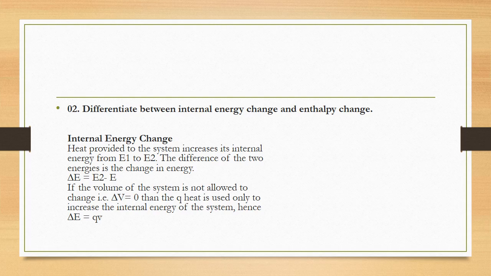If the volume of the system is not allowed to change, then delta V is equal to 0. Then all the heat supplied to the system only increases the internal energy of the system. How do you discuss the internal energy of the system? If Q heat is provided to the system and there is no change in the volume, there is no pressure-volume work, all the heat provided to the system goes to the change of the internal energy, right?